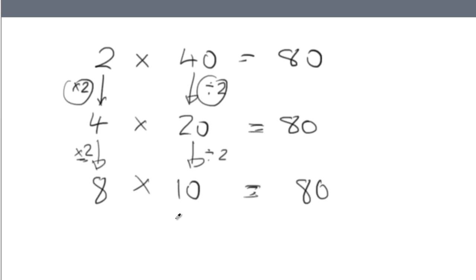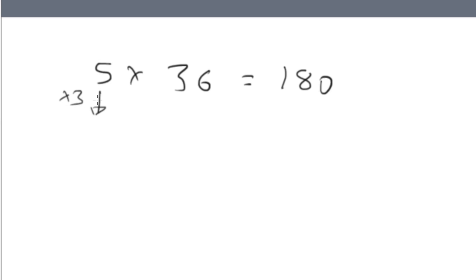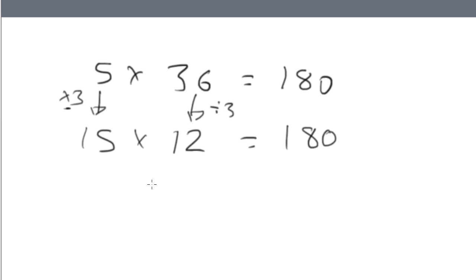I'll do one more example just to make the point. So 5 times 36 equals 180. Again, on the left-hand side, I'll multiply by 3, let's say. So 5 times 3 gives me 15. If I do the opposite on the right-hand side, the opposite of multiply is divide. So if I divide by 3 on this side, what do I end up with? 12. So 36 divided by 3 is 12, and therefore I preserve the answer, which is 180.